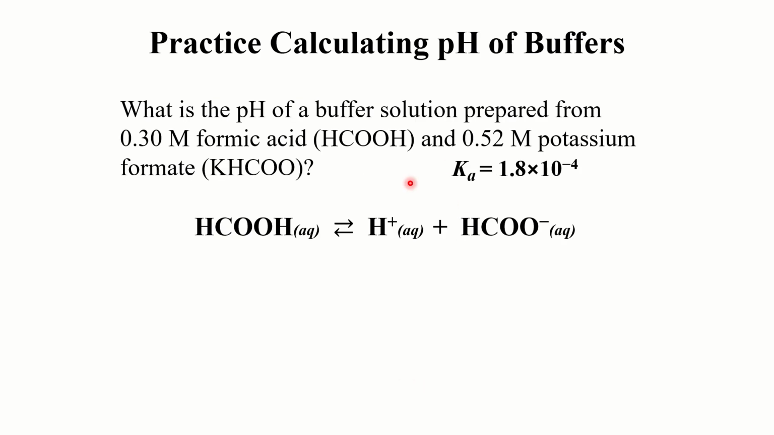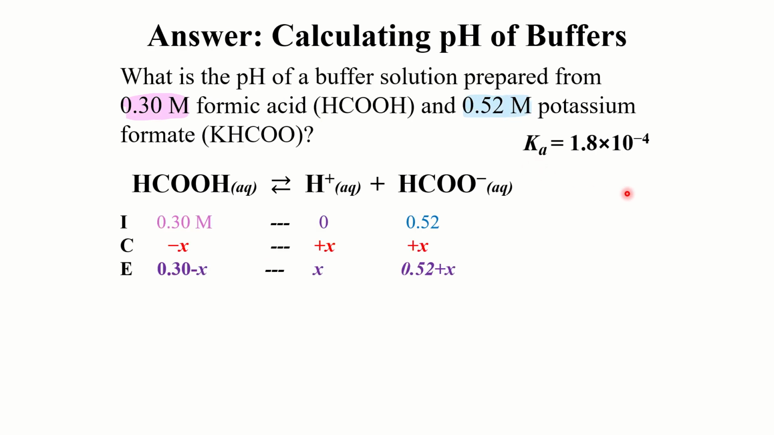All right, let's practice calculating the pH of buffers. What is the pH of a buffer solution prepared from 0.30 molar formic acid, HCOOH, and 0.52 molar potassium formate, KHCOO? So the formic acid would dissociate, forming H+ and HCOO-. We can see that the Ka of the formic acid is 1.8 times 10 to the negative fourth.